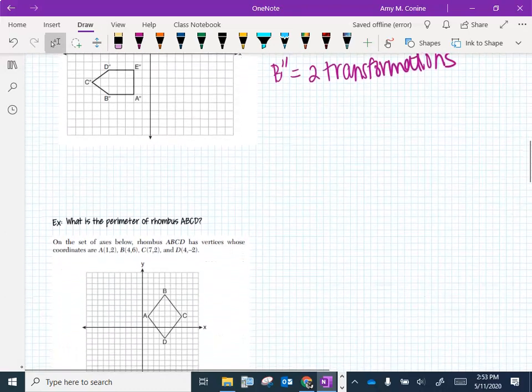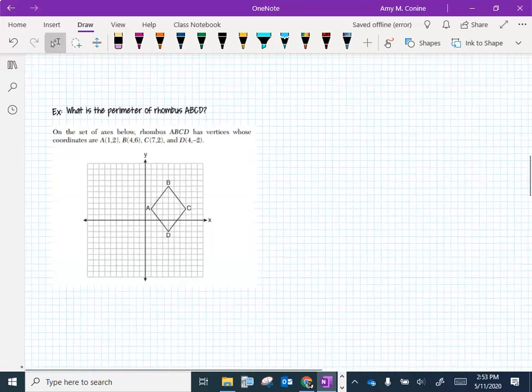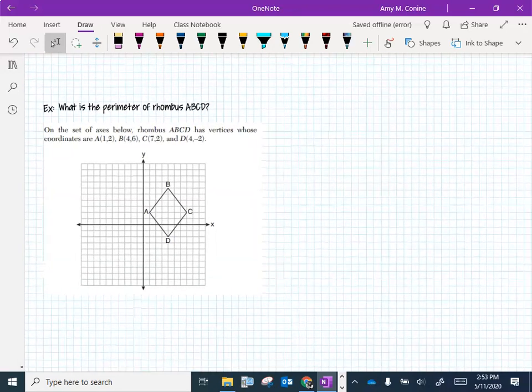And then a rhombus is just essentially a special type of quadrilateral. So for this example right here, what you are going to do is find the perimeter, remember what perimeter is, of this ABCD, the rhombus.